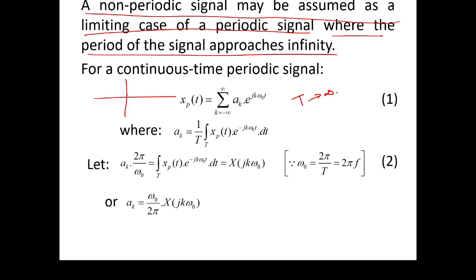Suppose we have a sinusoidal signal like this. If you consider this T period, then it is periodic. If we move this T to the next T, it will be periodic.